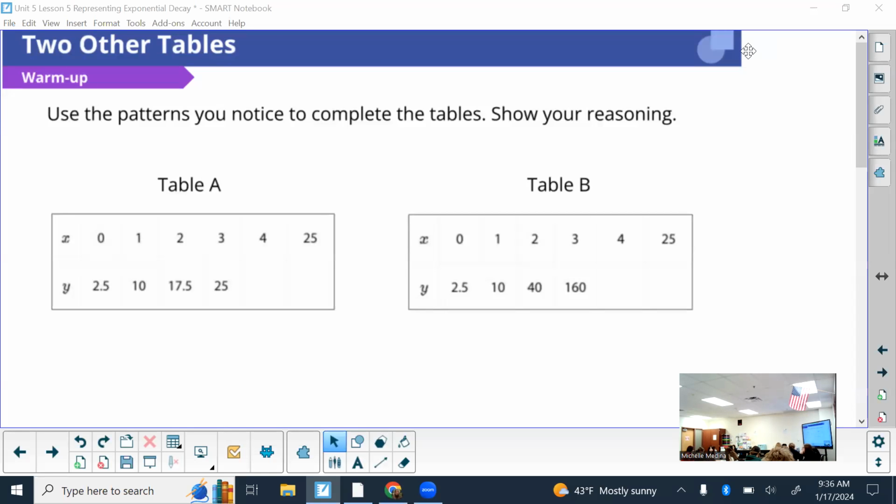Table 6, what did you get for table A when the input is 4? What's my output? 32.5.